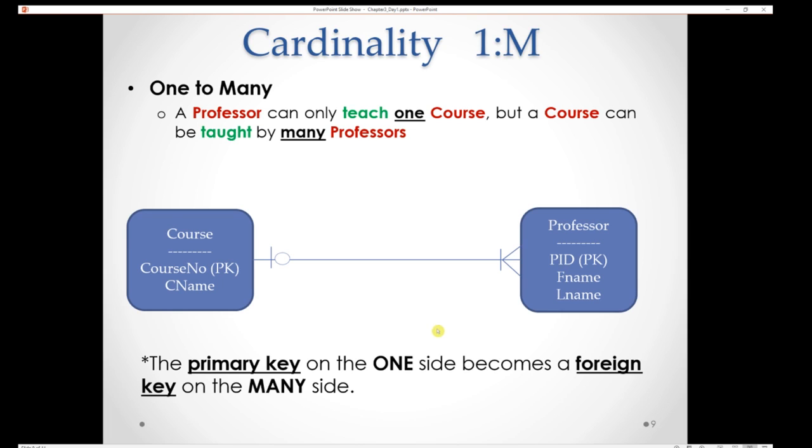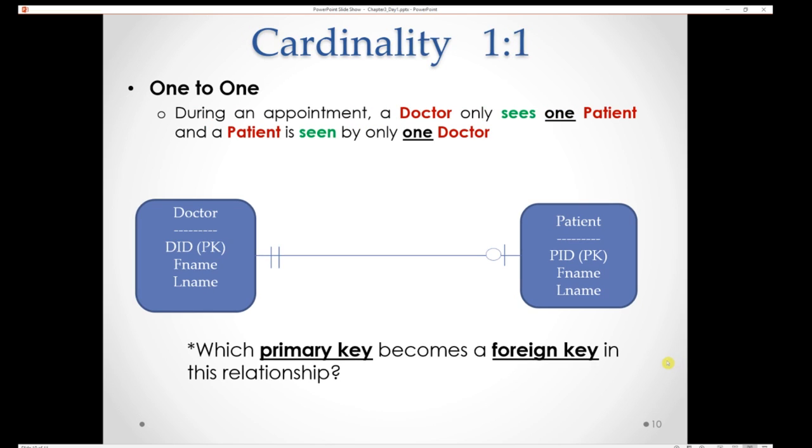For now, what I'd like you to understand is that you can look from one side of the relationship to the other and decide what the minimum and maximum cardinality for each should be. So again, how many professors for a particular course? Minimum, maximum. How many courses for a particular professor? Minimum and maximum. Here's an example of a one-to-one relationship.